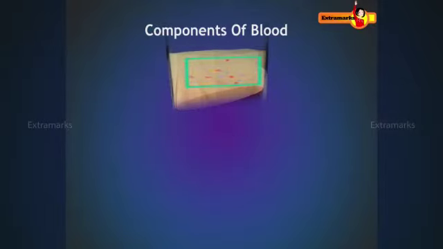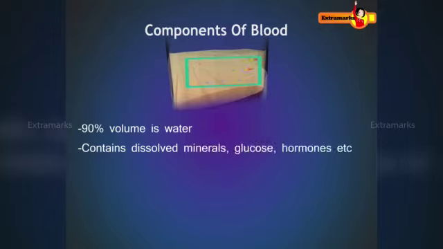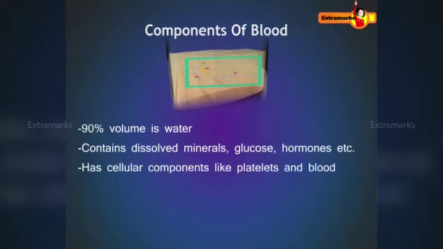Plasma is the liquid component of the blood. More than 90% of this fluid matrix is water. It also contains dissolved proteins, glucose, mineral ions, hormones, carbon dioxide, etc., in addition to the platelets and blood cells. The plasma without the clotting protein, fibrinogen, is termed as serum.